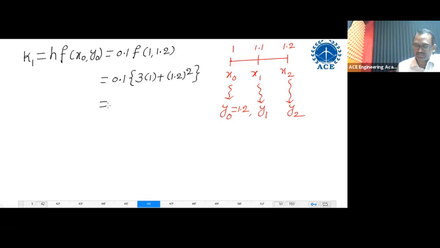Simplify this and let me know the answer. What is the value? 0.793? K1 is 0.444. K1 is 0.444.